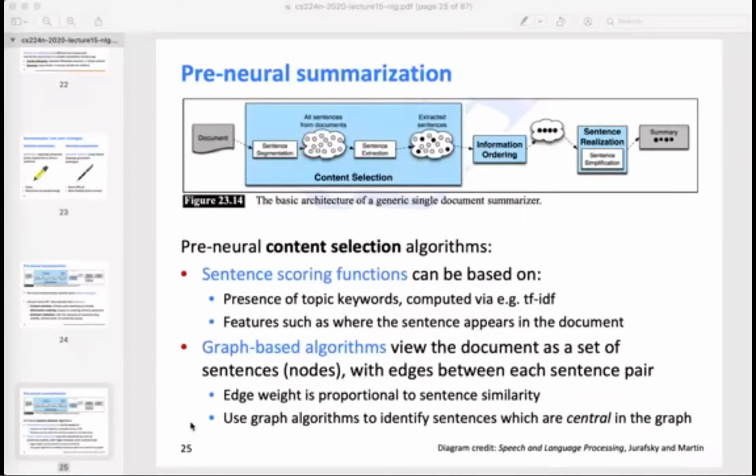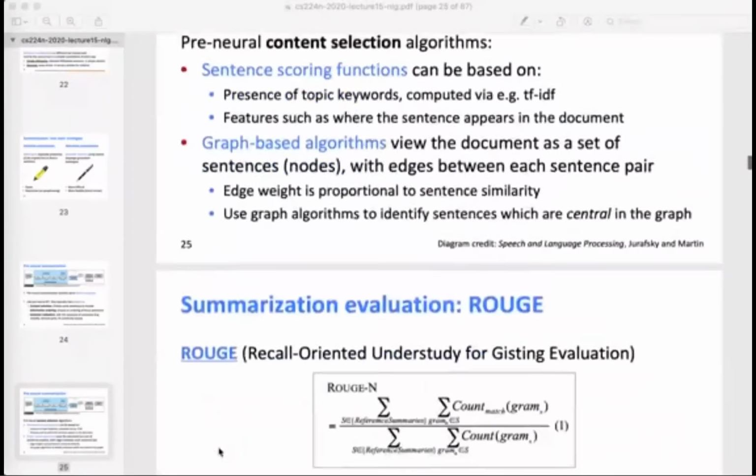And also, there's a different method for content selection, which is called the graph-based algorithm. It will view the document as a set of sentences, and the sentences are considered as nodes. And you would also get edges for each sentence pair. So the edge weight is proportional to the sentence similarity. And by using the graph algorithm to identify sentences, you can understand which sentences are central in the graph, and then you would score those sentences with a higher score.